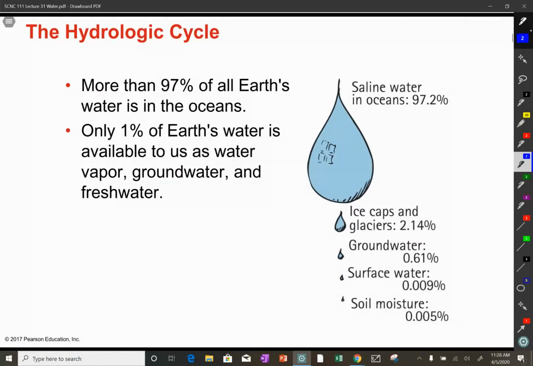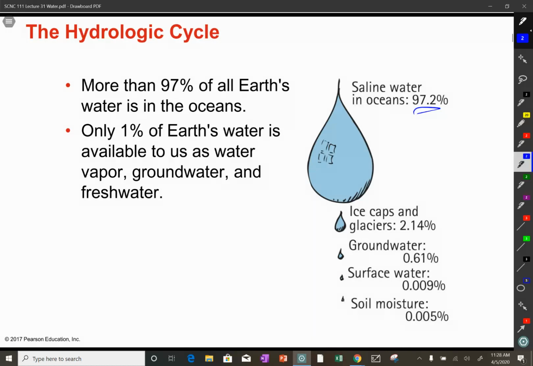Okay, the hydrologic cycle is the cycle of water. So that's what we're going to be studying here today. More than 90% of all of the Earth's water is in oceans. It's saline. So that's what you have over here. 97.2% is saline. That's not water that is useful to you and me in terms of drinking water or in terms of watering our plants.